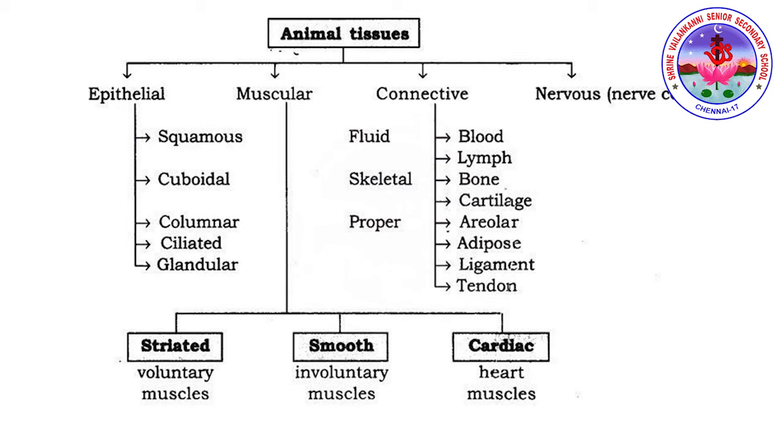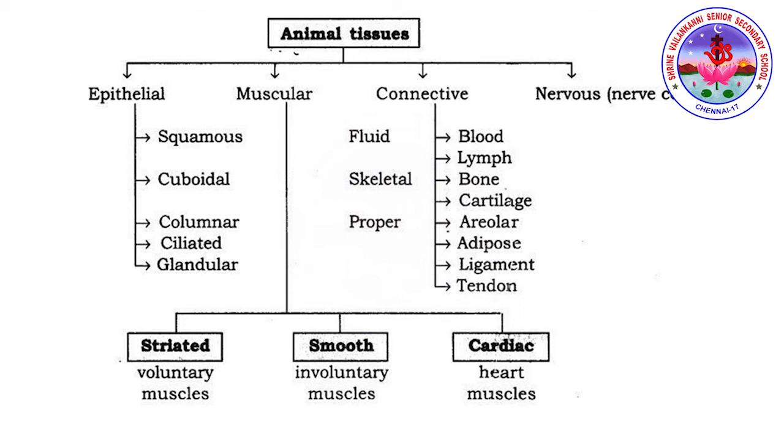Next is muscular. Muscular again is divided into three types: striated, smooth and cardiac. Connective tissues include fluid, skeletal and proper. So totally it will be like blood, lymph, bone, cartilage, areolar, adipose, ligament, tendon. And the final one will be the nervous tissue.